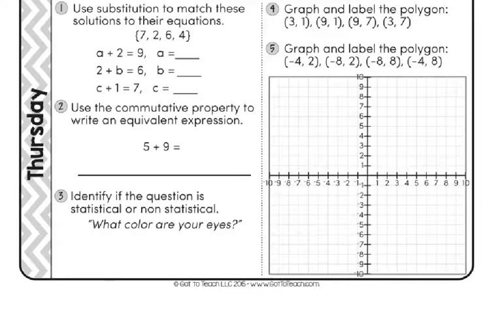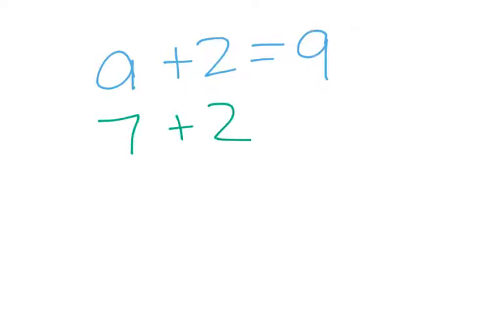Question number 1 on Thursday. Use substitution to match these solutions with their equations. So our first equation is a plus 2 equals 9. If I take a plus 2 equals 9 and I substitute, I'm using substitution. The first number listed was a 7. So I'm going to start with my 7 and substitute it in for my a. I'm going to try 7 plus 2. Does that equal 9? If so, then in that problem, a must equal 7.